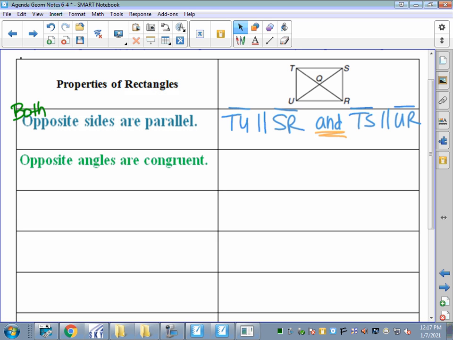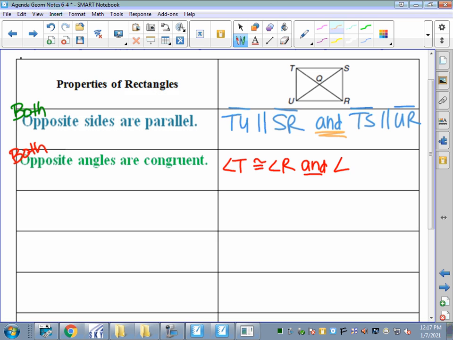Another rule is opposite angles are congruent. And I should have typed in both pairs of opposite angles are congruent. So I could say that angle T has to be congruent to angle R. And angle U has to be congruent to angle S. So both pairs of opposite angles are congruent. Same as before.